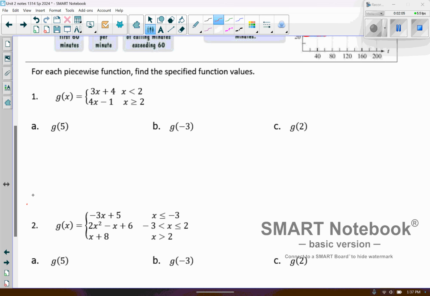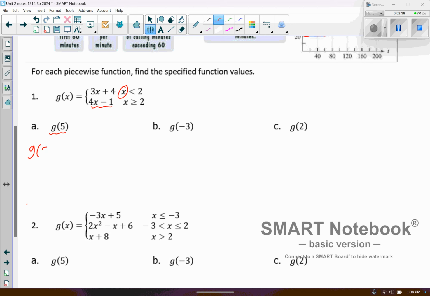Here it says for each piecewise function, find the specified function value. They want us to figure out g of 5. It can only go to one of the two equations in this example. You don't want to plug it into all the equations listed. You have to figure out which parameters apply. So for g of 5, is 5 less than 2? No. Is 5 greater than or equal to 2? Yes. So you're going to plug it into this second one.